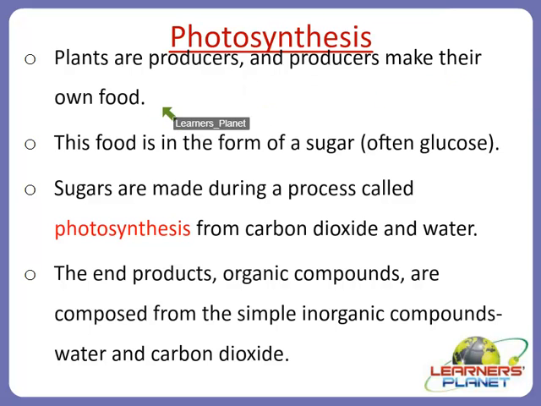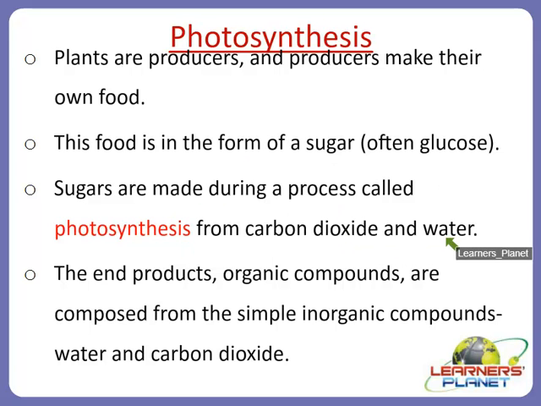Now first of all, we should know that plants are producers, right? And producers make their own food. This food is in the form of a sugar, often also termed glucose. As you might have heard, and as we have also discussed in previous grades, green plants prepare their own food, and that food is also called glucose, right? So we can say that it is in the form of sugar.